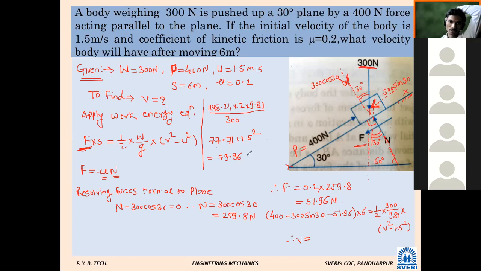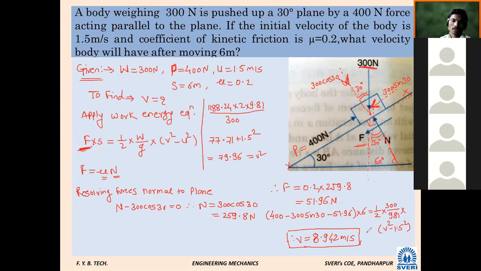Now take the square root of this, because it is v square. 8.94. 8.94 is exactly correct. 8.942 meter per second is the correct answer.